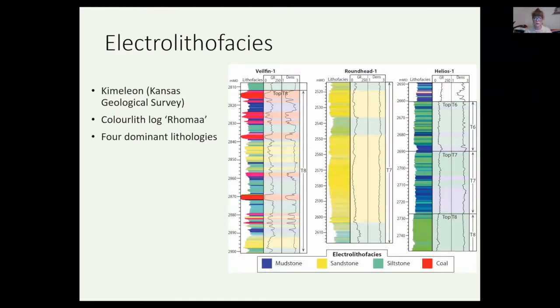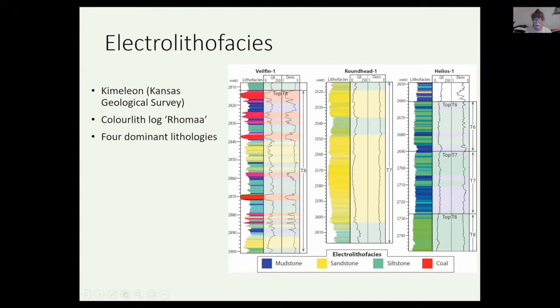Instead of using the standard well logs, the wireline logs that come with the wells, we decided to use an electrolithofacies software. The Kansas Geological Survey have a nice little free software applet you can use online called Chameleon, and it's very useful for delineating lithologies. It takes the rock property values from those wireline logs and applies a 256 cubed color cube to those values, and you get something like this.